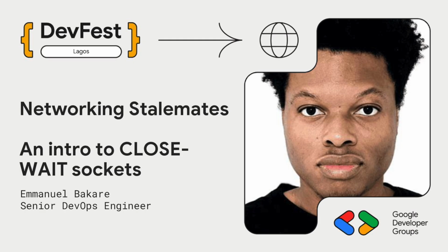I will be taking you on networking stalemates. This is not a friendly networking engagement where you meet a guy and you don't like him. No, this is actually more on computer networking, the kind that you barely see every day but powers most of your lives, from TikTok to Google to YouTube. This talk is going to be focused on closed-weight sockets. Now, this makes no sense to probably most of you, and you probably have no idea what it is. But after this talk, you probably will.